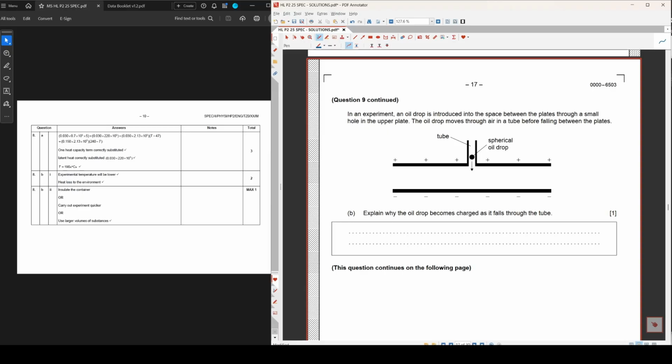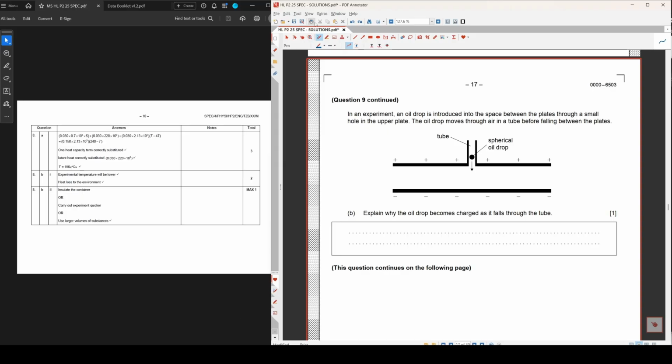So first, the oil drop enters this region between the plates. The plates don't matter yet. The plus minus doesn't matter yet. It moves between air in a tube before it falls between the plates. As it falls through the tube, before it gets into the whole place where the electric field is really happening, how does it become charged? Well, really, it's just friction. How does anything become charged? It becomes charged by friction.